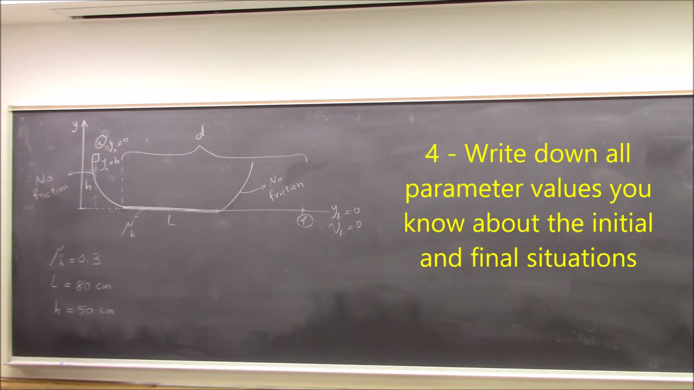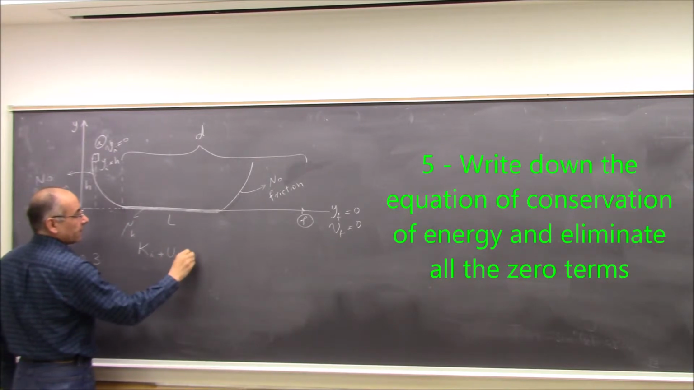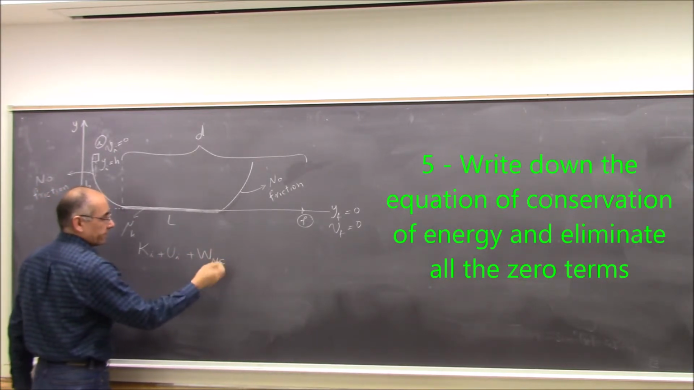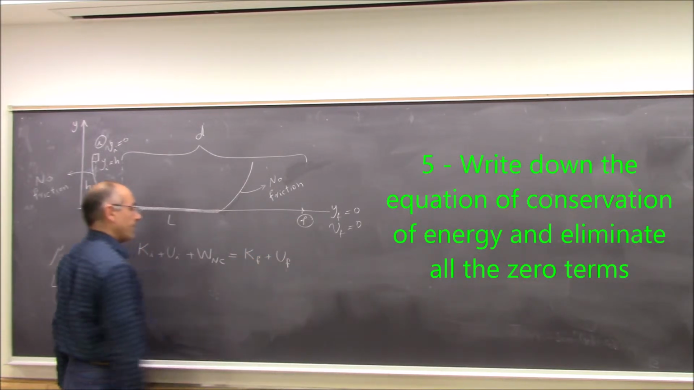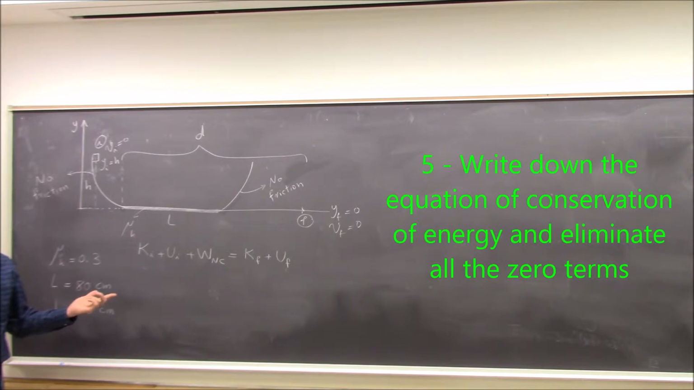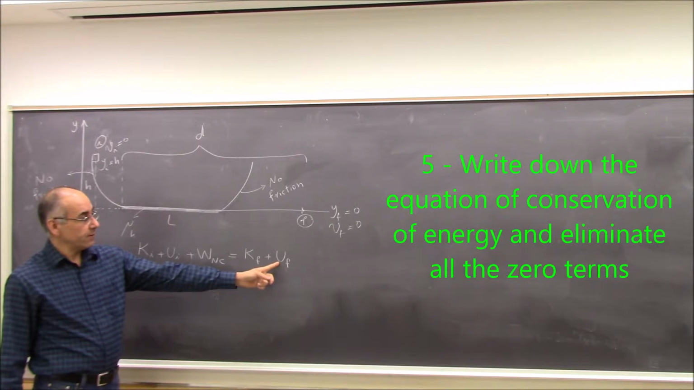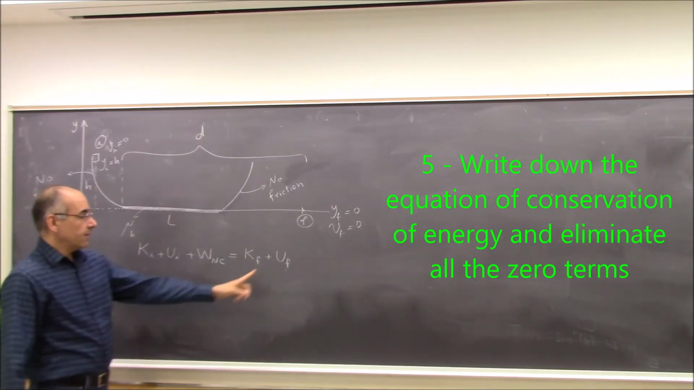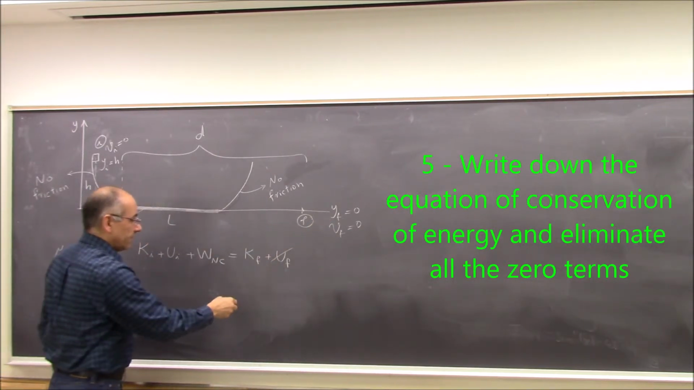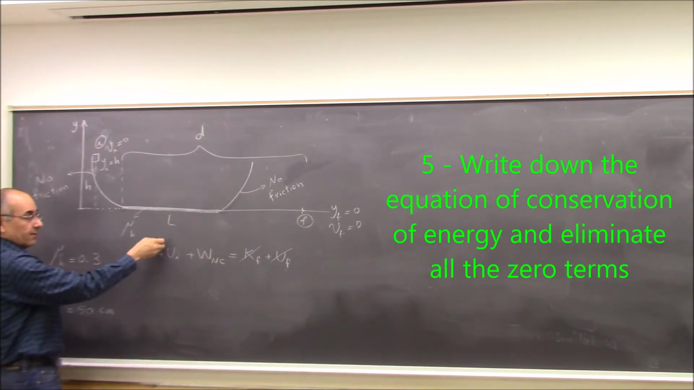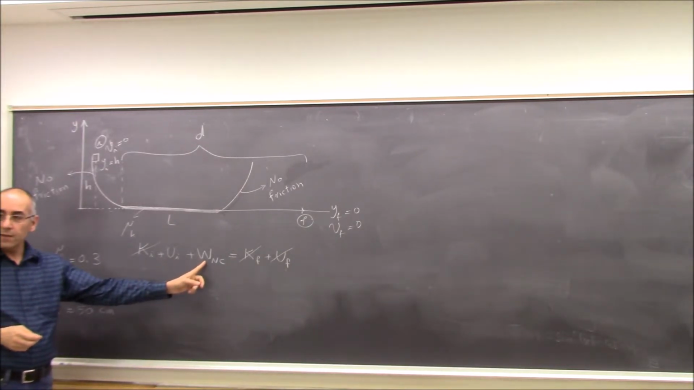So we apply conservation of energy: Ki plus Ui plus W of non-conservative, which is friction, equal to Kf plus Uf. Which ones of these are 0? The right side. Kf is 0. Uf is also 0 because gravitational potential energy is mgy, and y is 0 here. Ki is also 0.